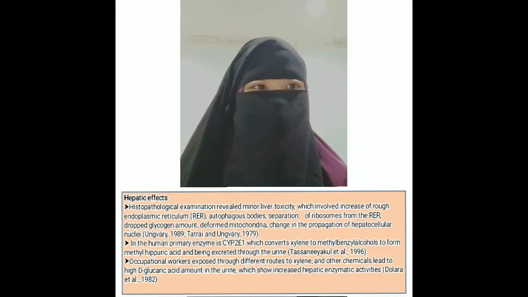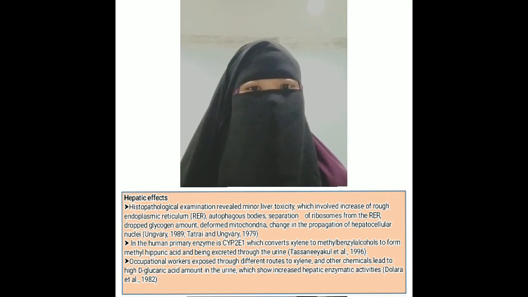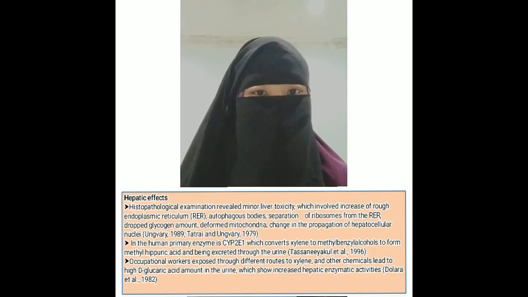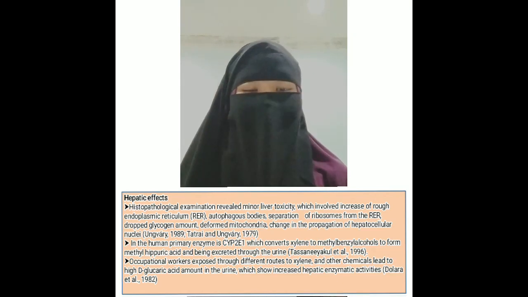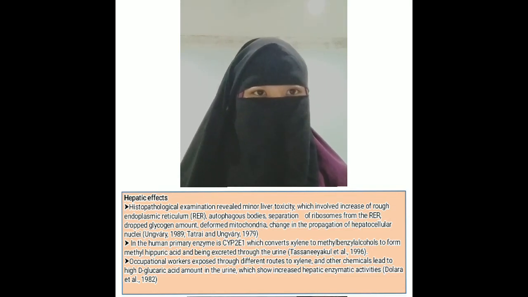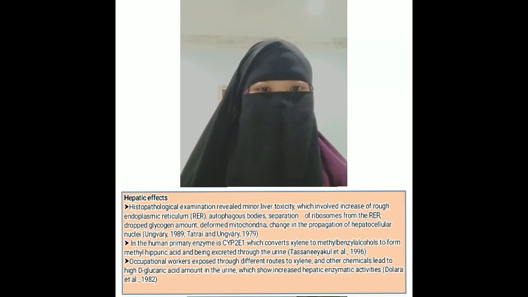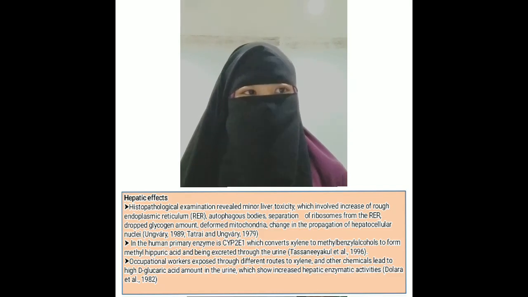Now, let me move to the hepatic effects. So histopathological examinations of the liver exposed to xylene for a long period reveal a minor liver toxicity, which involves an increase of rough endoplasmic reticulum, autophagic bodies, dispersion of ribosomes from rough endoplasmic reticulum, drop in glycogen amount, deformed mitochondria, and changes in the proportions of hepatocellular nuclei.